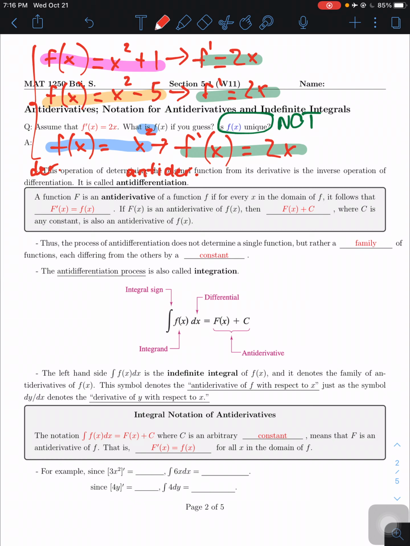Okay, a function big F is an antiderivative of a function little f. Like we have big F and we have little f, right? So then big F in here is for antiderivative, and the little f in here is for the original function. If for every x in the domain of f, it follows that F prime of x equals f of x. Okay, so what does it mean?